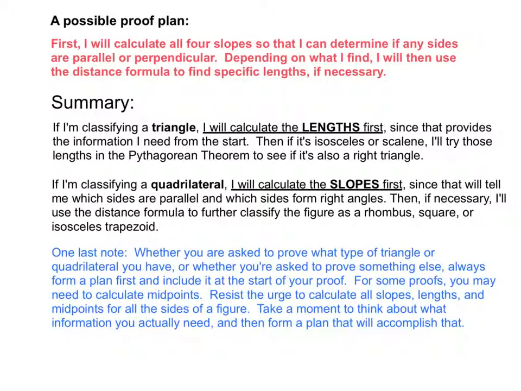One last note, whether you are asked to prove what type of triangle or quadrilateral you have, or whether you're asked to prove something else, always form a plan first and include it at the start of your proof. For some proofs, you may need to calculate midpoints. Resist the urge to calculate all slopes, lengths, and midpoints for all the sides of a figure. Take a moment to think about what information you actually need, and then form a plan that will accomplish that.